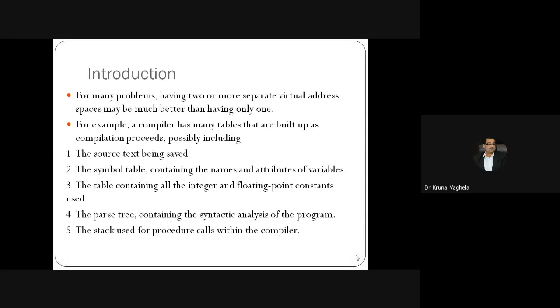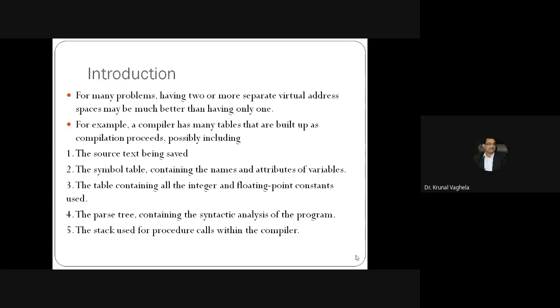So the basics of segmentation is, for many problems, having two or more separate virtual address spaces may be much better than having only one. So just now, we have seen that virtual address space, right? Why virtual address, how it is mapped with physical address. But the example that we have seen has only one virtual address space. I think we have seen from 0 to 64K virtual address, and physical 0 to 32K.